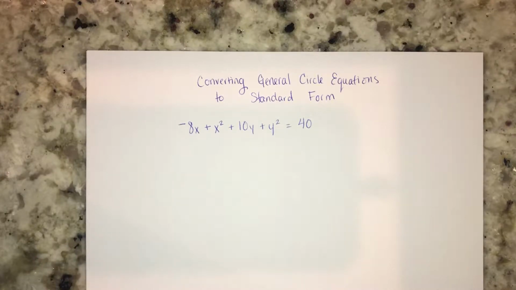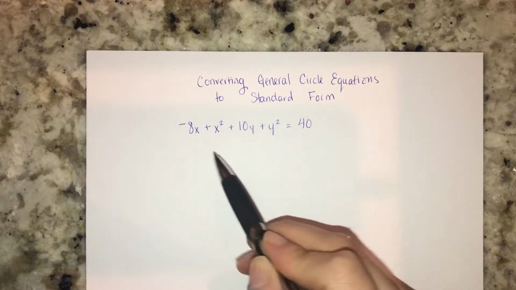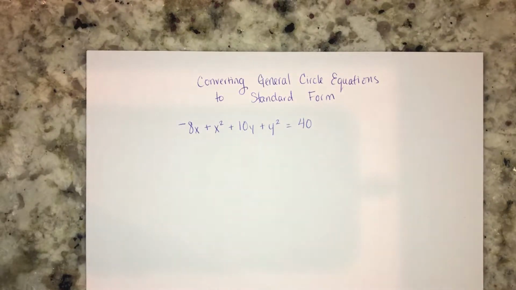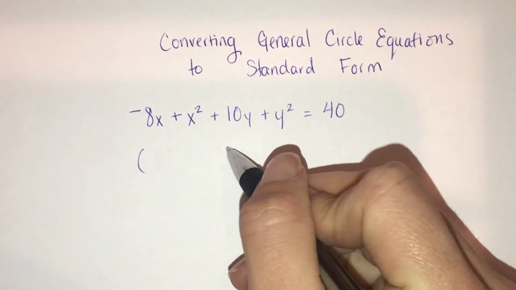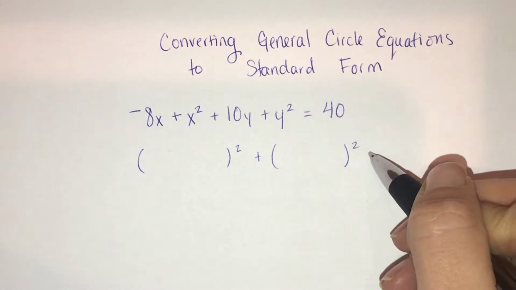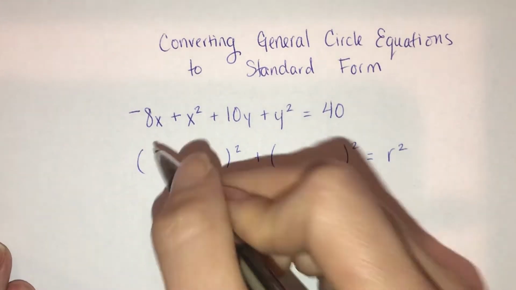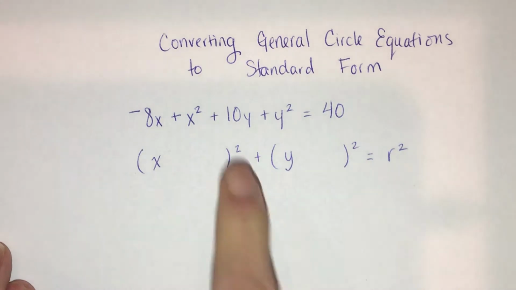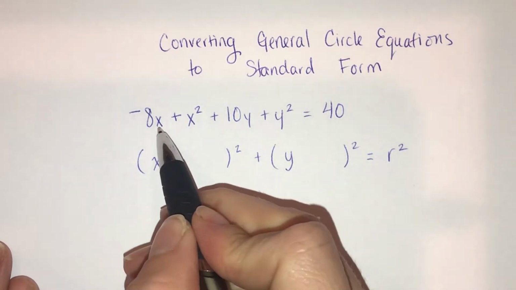Hey everyone, this is a quick video about how to convert general circle equations to standard form equations. So this is an example of a general form equation, and what we need to do is get it into the nice, pretty parenthesis type of equation, where the general equation would have our variables x and y, and then we would have to put something here and figure out what r squared is.